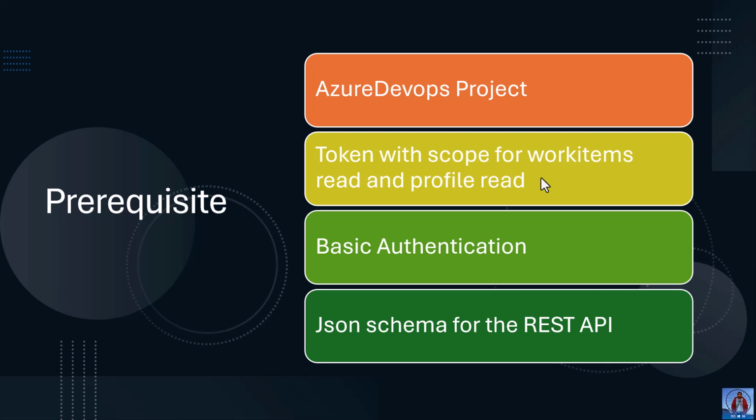So here we are going to get only the work items, so probably the scope would be limited to the work items only. And we need to make use of basic authentication to invoke the REST API and pass the key. And finally, we need a JSON schema generator to convert the returned JSON value to a JSON schema.